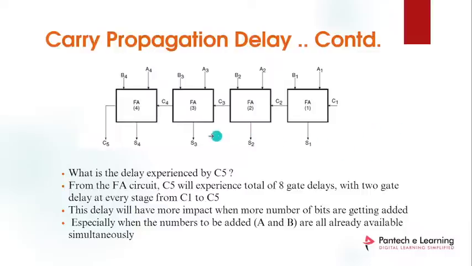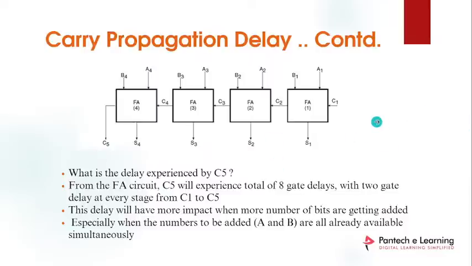This circuit has 4 full adders, like a ripple carry adder circuit. In these 4 full adders, we have to get output from C5, but it will take 1 2 3 4 gate delays. Why? Because every full adder circuit passes its output to another full adder circuit, so it takes 2 gate delays naturally. So here 2, here 2, here 2, here 2. Totally 8 gate delays are needed to give output to C5.